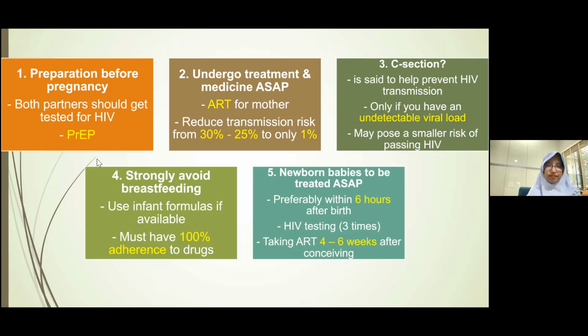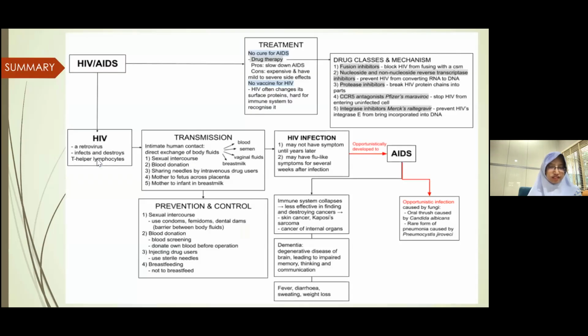So when the baby is born, they also have to be treated as well. We have to take extra precautionary measures. Preferably within 6 hours after birth, the baby should be tested and given corresponding treatment, which also includes ART, HAART, highly active antiretroviral therapy. So 4 to 6 weeks after conceiving. So I think that's all. That's all for me, I guess.